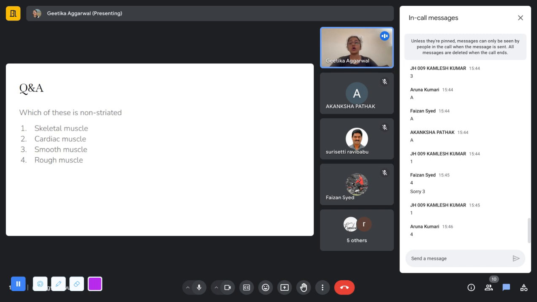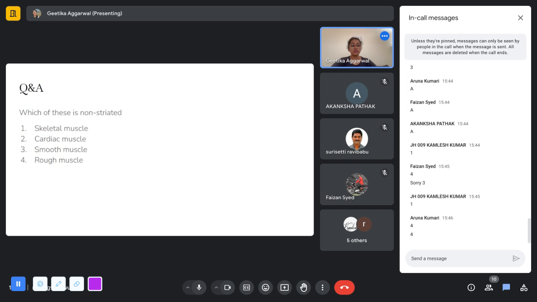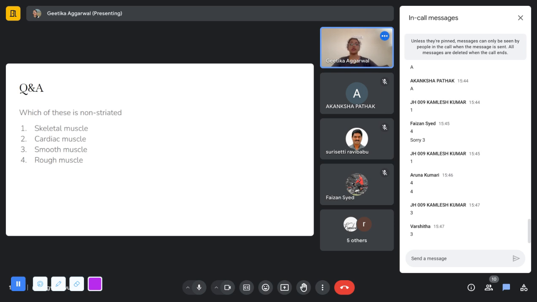Which one of these is a non striated muscle? Skeletal, cardiac, smooth, rough. Are you sure, Aruna? Is it the rough muscle? Is rough even a muscle? Is that even a categorization? Number three, correct. So the correct answer to this is basically the smooth muscle, because as we said, the smooth muscle is not striated, it's smooth. And the rough muscle is not even a categorization of the muscle types in our body.